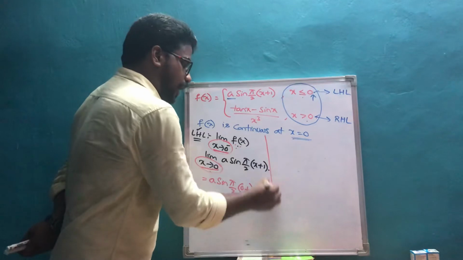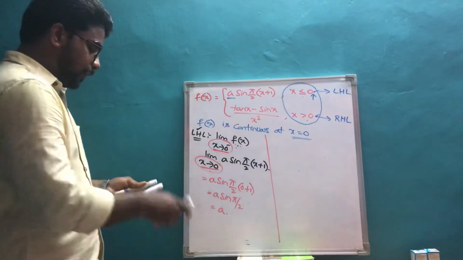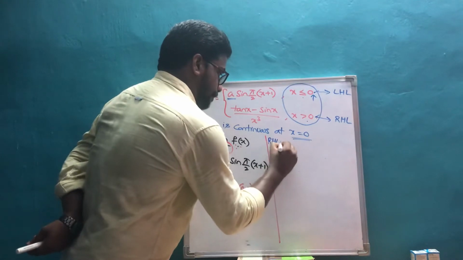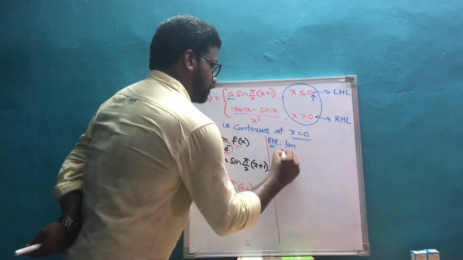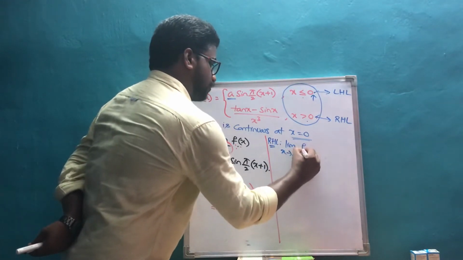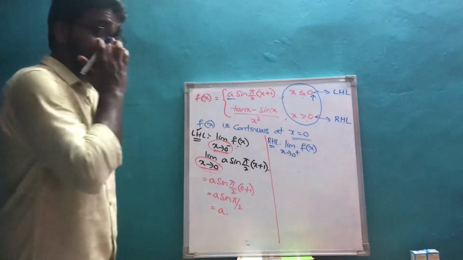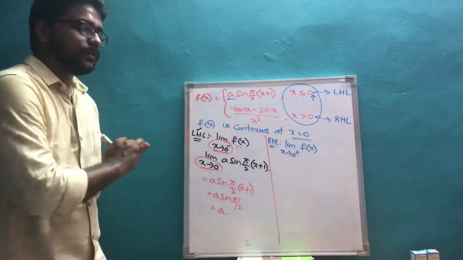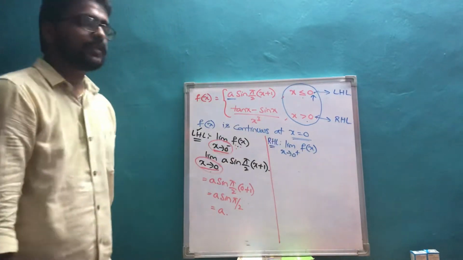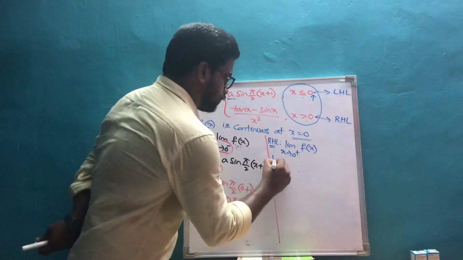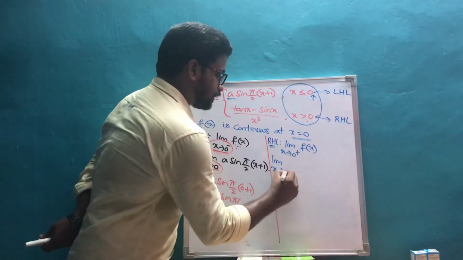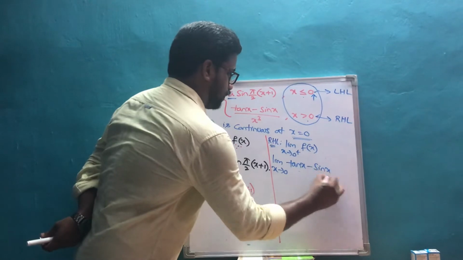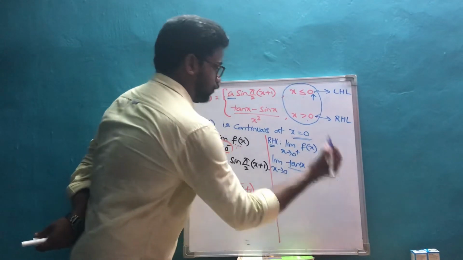Now come to the RHL function, let us try to simplify that. RHL, limit x tends to 0 plus f of x. Understand the difference here. Previously this is 0 minus because it is LHL. This is 0 plus, so it is RHL. Substitute the corresponding function, limit x tends to 0, tan x minus sin x divided by x cube.